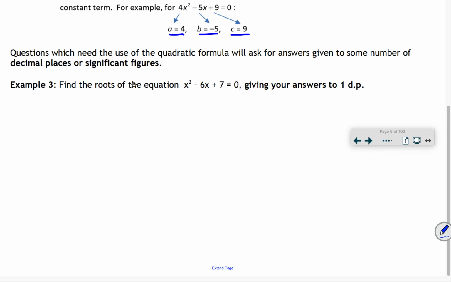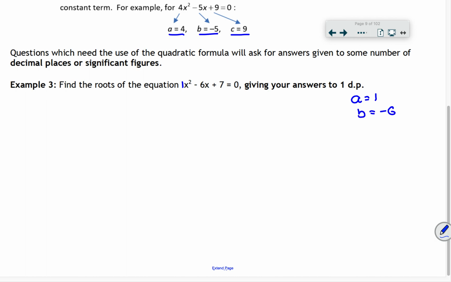So let's look at example 3 here. It says, find the roots of the equation x squared minus 6x plus 7 equals 0, giving your answers to one decimal place. So the first thing that we do here is we write down our values of a, b and c. So if it's x squared on its own, that must mean it's 1x squared. So a is going to be 1, b is going to be minus 6, and c is going to be 7.